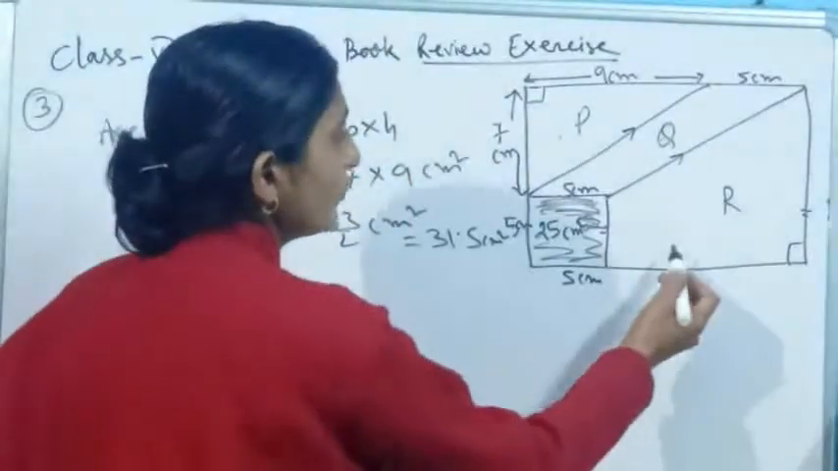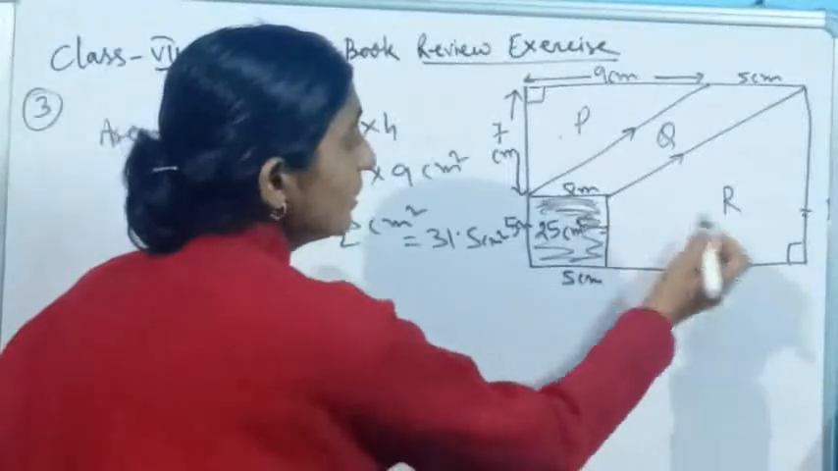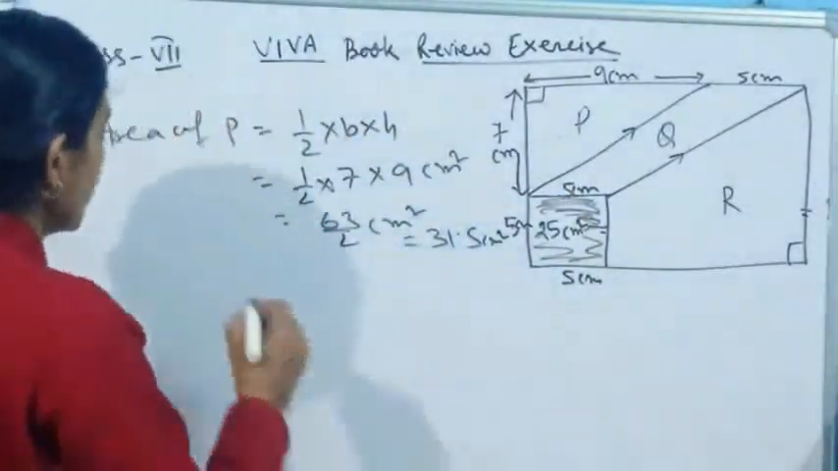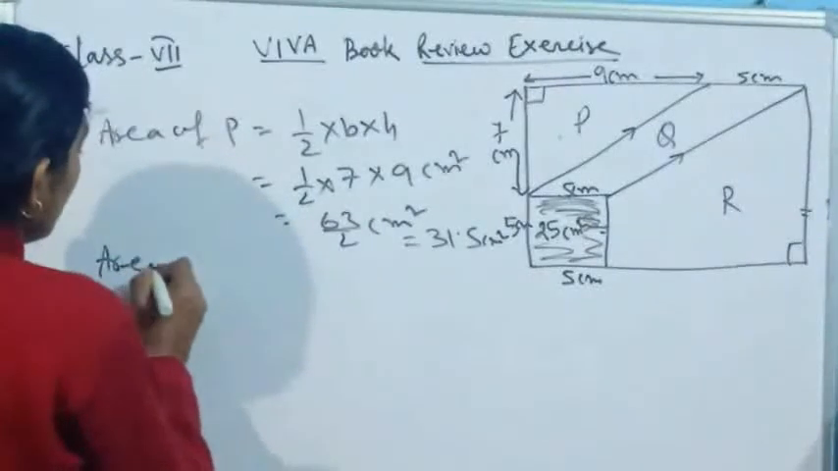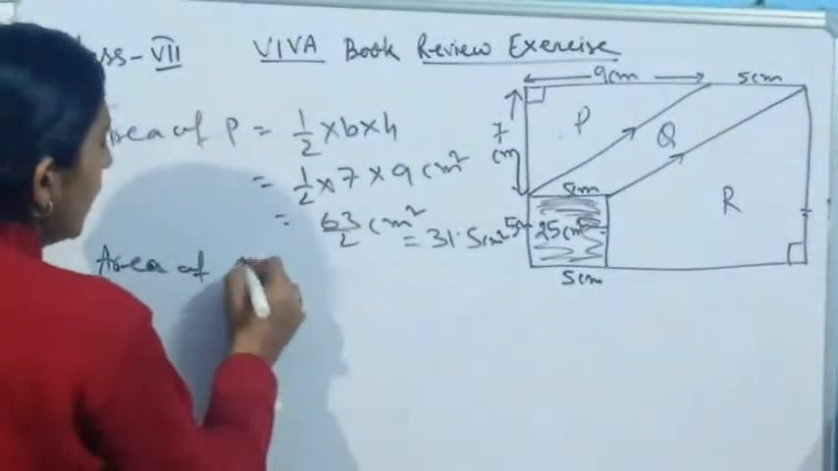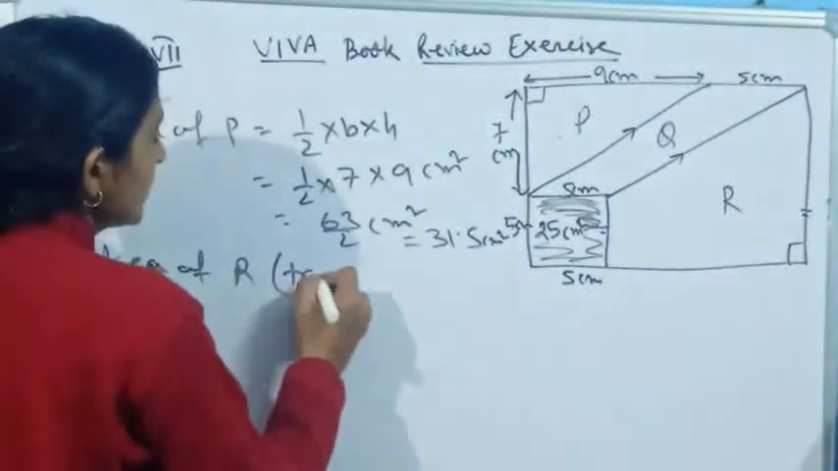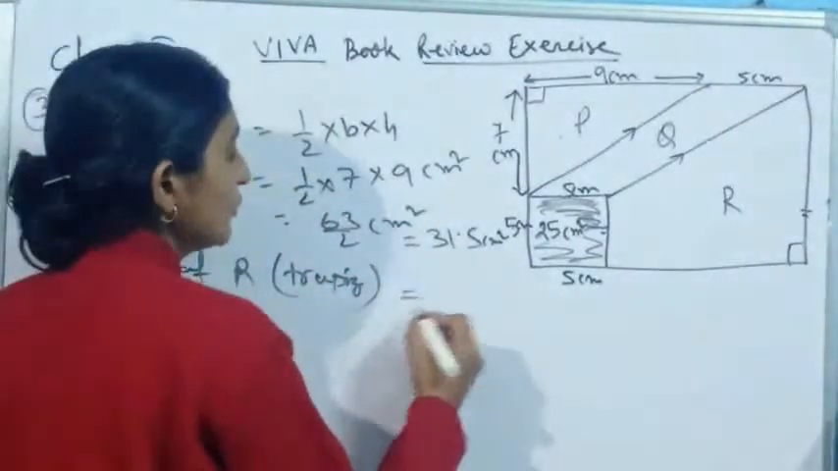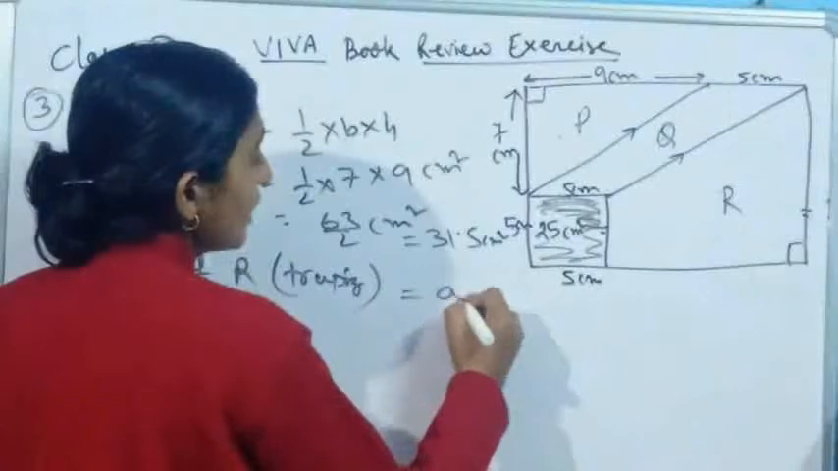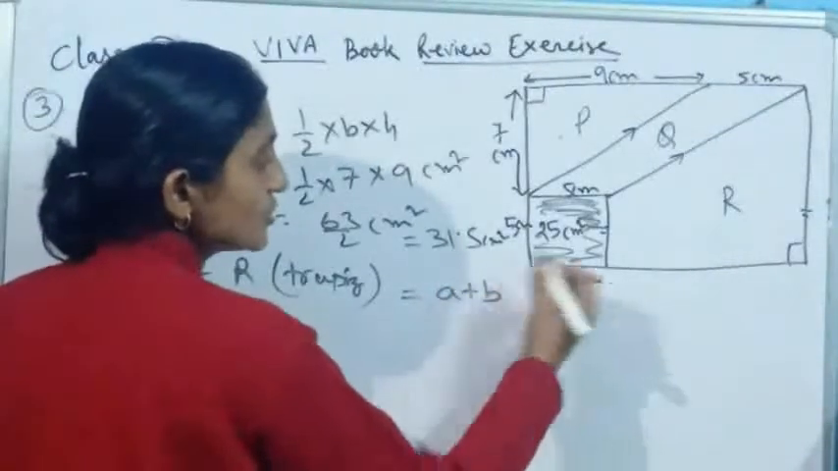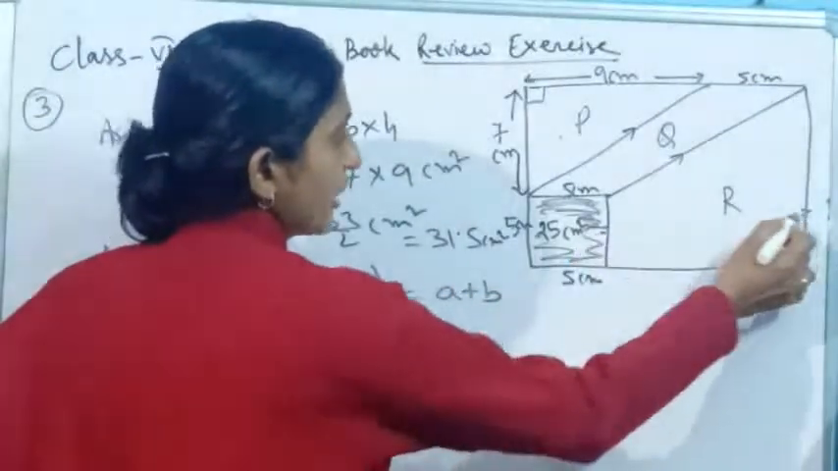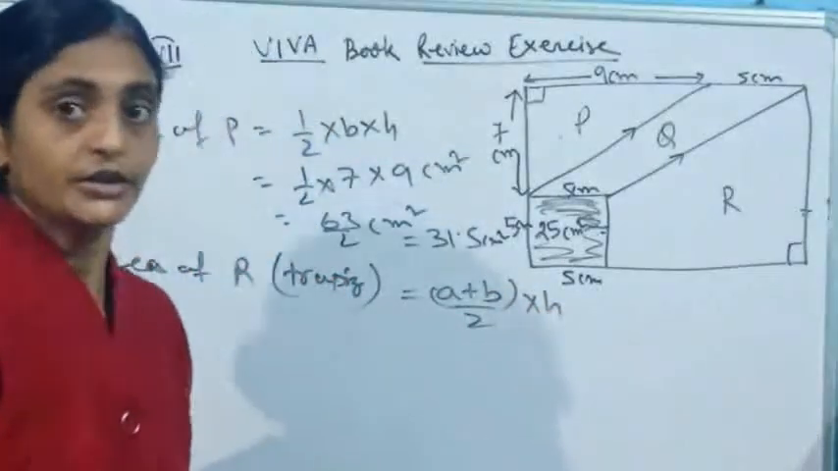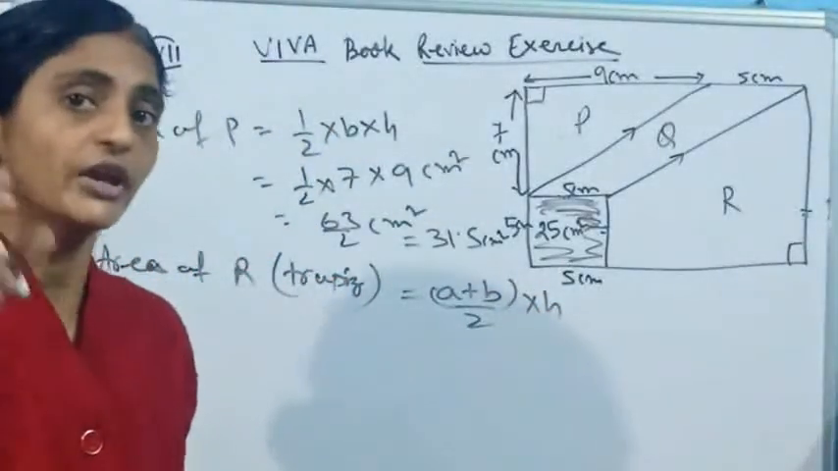What is the area of R? Tell me. Here it is a trapezium, and what was the formula for the area of a trapezium? So area of a trapezium, area of R. This is a trapezium. What is the formula for that? Here it is the sum of the parallel sides by 2 into height. This is the formula of area of a trapezium.